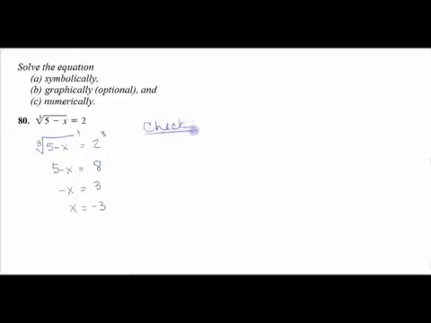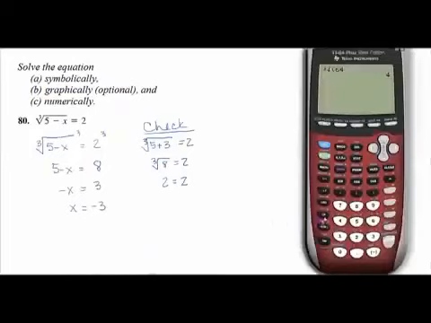When I check this, I have the cube root of 5 minus negative 3 makes 5 plus 3 equals 2. That's the cube root of 8 equals 2. So 2 equals 2. Now let's solve this graphically, and like I said, this is optional. You can always do it by hand.